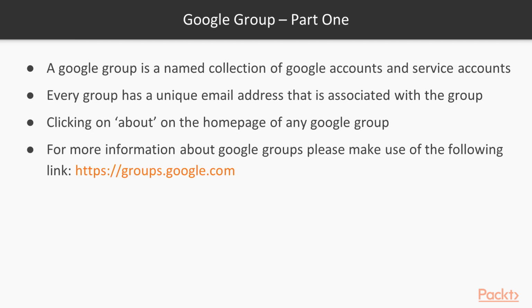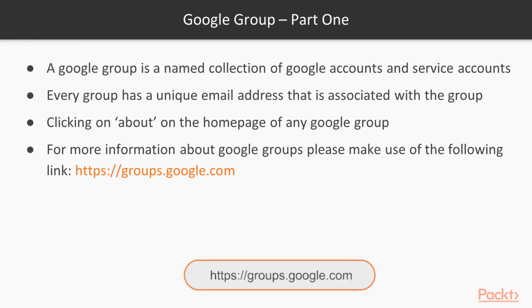A Google group is a named collection of Google accounts and service accounts. Every group has a unique email address that is associated with that group. You can find the email address that is associated with a group by clicking About on the homepage of any Google group. For more information about Google groups, please make sure to use the following link.